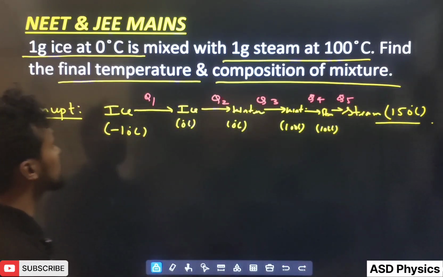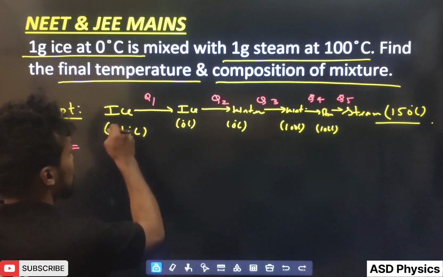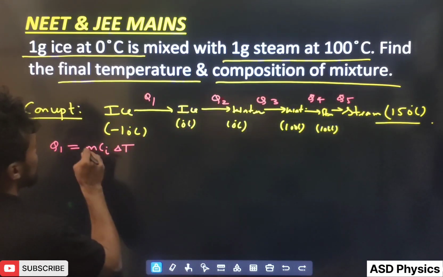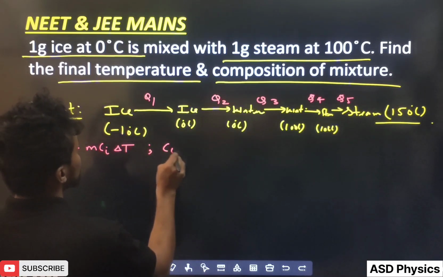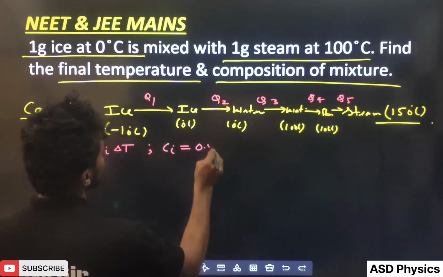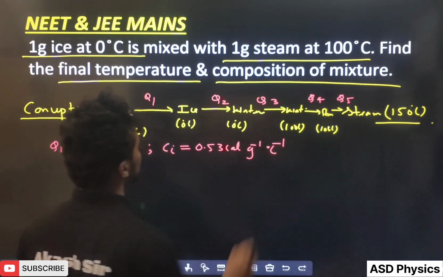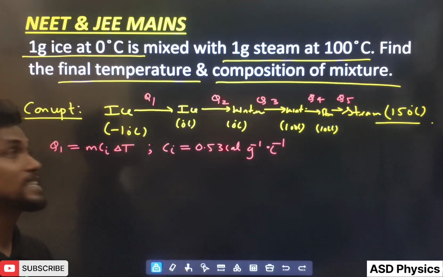And here the heats involved will be Q1, Q2, Q3, Q4 and Q5. During Q1 what is happening? The state is not changing, ice to ice. So here we have to use the formula m c_ice delta T. M is the mass, delta T is the change in temperature, and remember that the specific heat capacity of ice is 0.5 calorie per gram per degree Celsius. Even you can write per Kelvin also, because the change in temperature on both the scales will be the same.